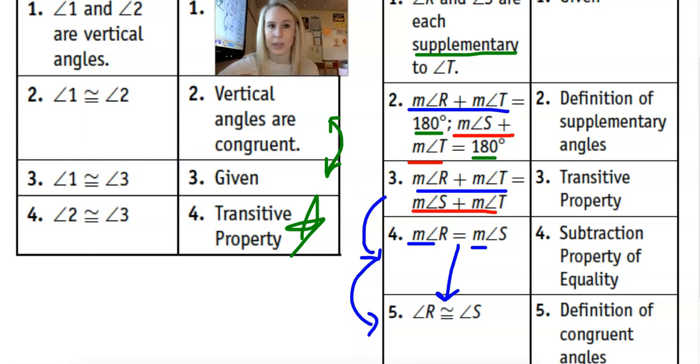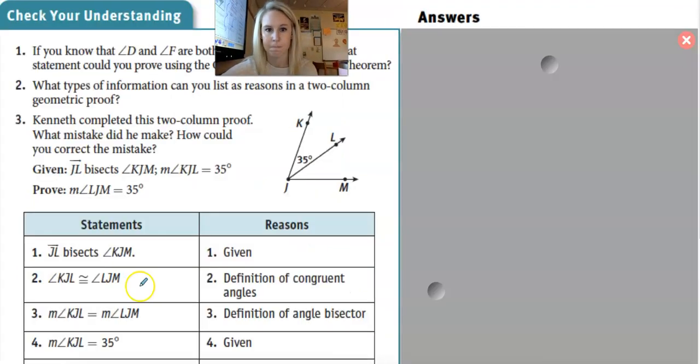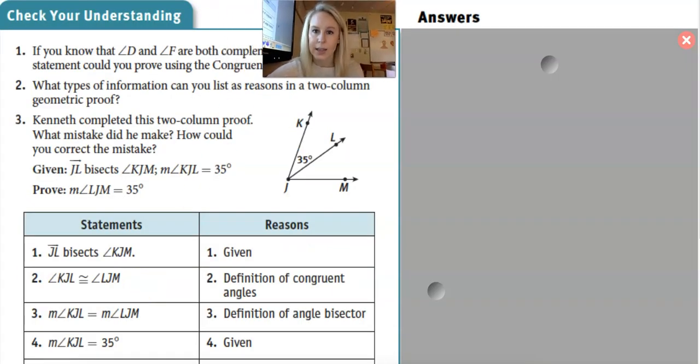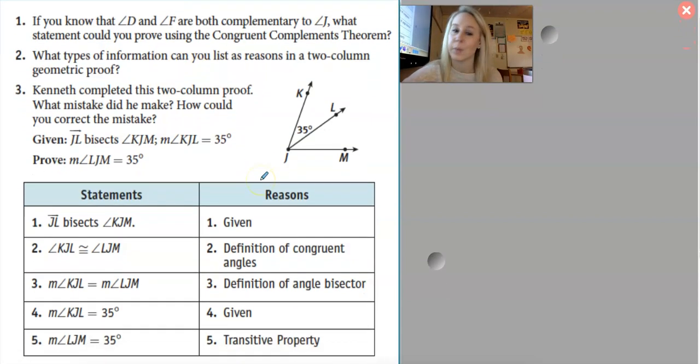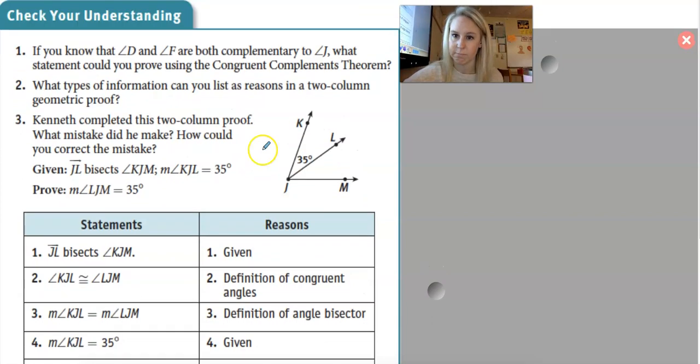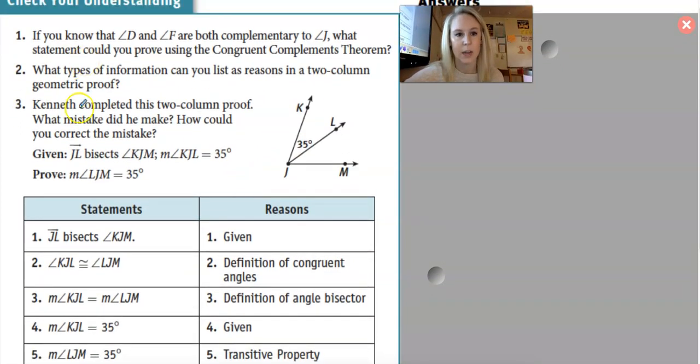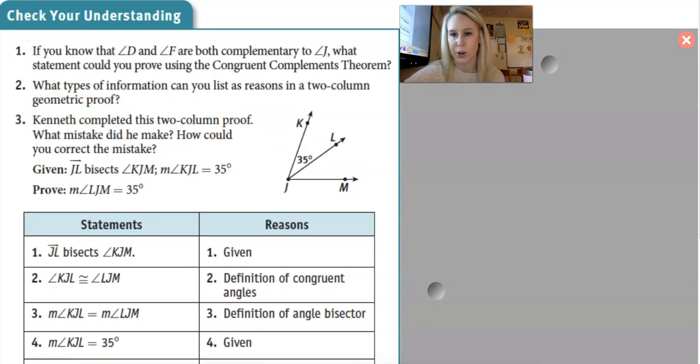Otherwise, you have one more thing to do on your own. So I want you to try, last but not least, 1, 2, and 3. 1 wants you to talk about congruent complements theorem. 2 wants you to list types of information that can be listed in a geometric proof. And then 3, he made a mistake. See if you can find it. Okay? And then we'll be done and we'll wrap it up. So press pause and try those on your own.